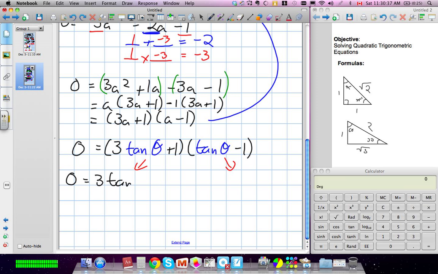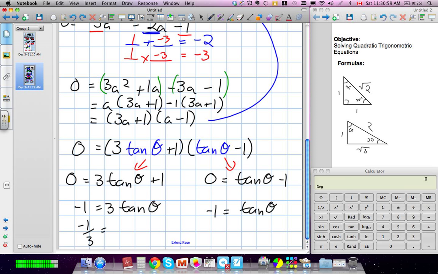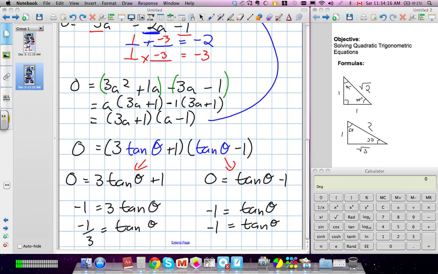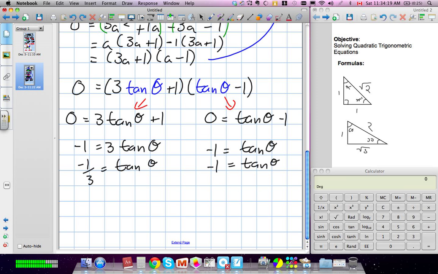Each could be equal to 0. 0 equals 3 tangent theta plus 1, and 0 equals tangent theta minus 1. Okay. I bring the 1 over, I get -1 equals 3 tan theta. The other one I bring -1 over equals tan theta. Okay. This one is a third tan theta, and this is -1 tan theta. So let's talk about some trig.